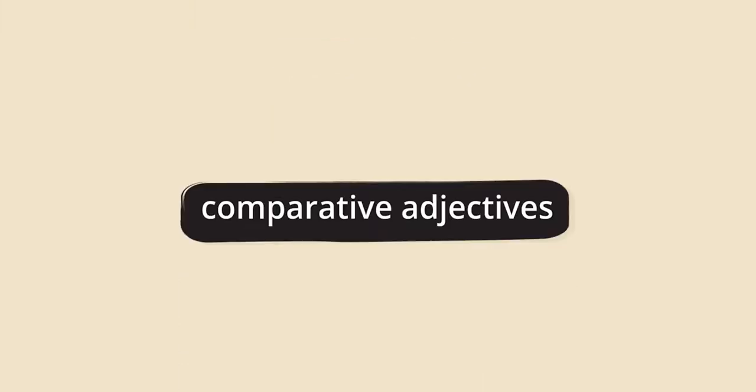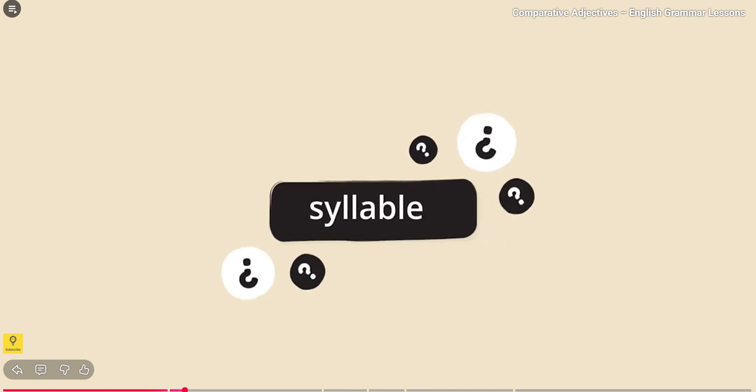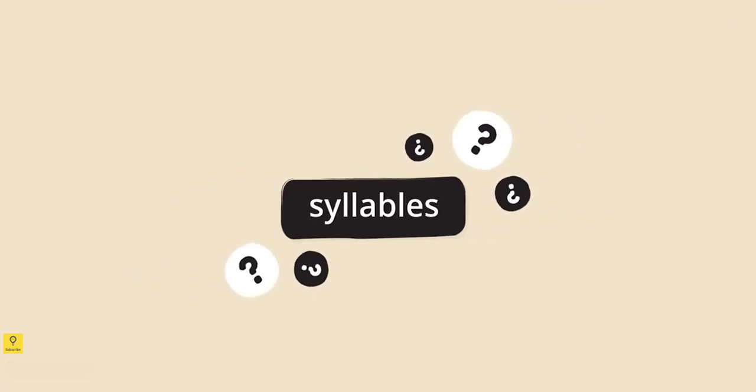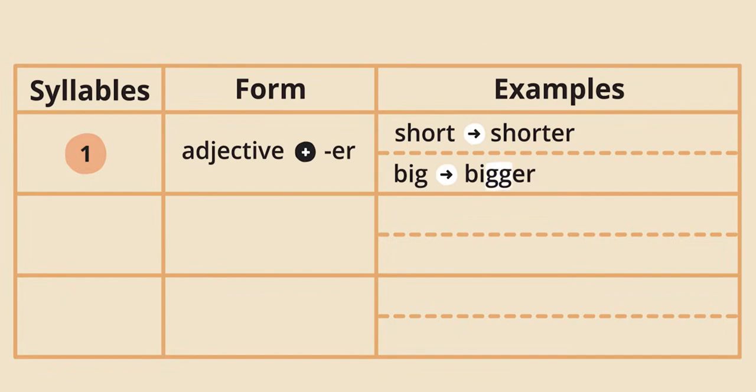How are comparative adjectives formed in English? It depends on how many syllables the adjective has. For one-syllable adjectives, we add er to the adjective. For example, short becomes shorter. If the adjective ends in a consonant-vowel-consonant pattern, we double the final consonant before adding er. For example, big becomes bigger.